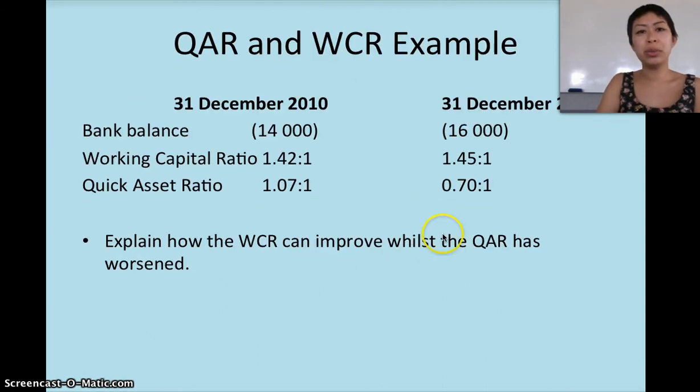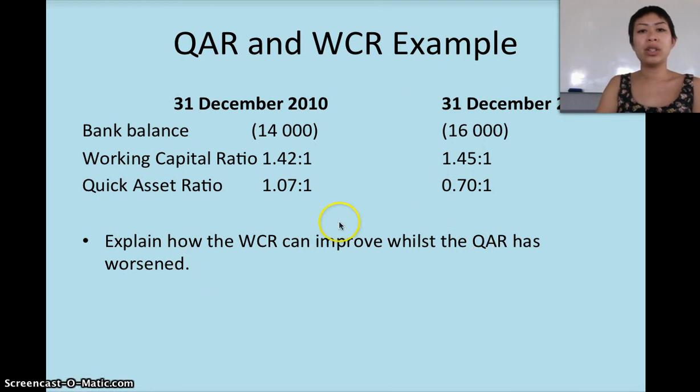Now let's look at an example with figures between these 2 years. We can see that we've got a bank balance, it's an overdraft, and then in the second year it's a greater overdraft. The working capital ratio is 1.42 to 1, so above the 1 to 1 standard, and by the next year it's increased to 1.45 to 1. The quick asset ratio is 1.07 to 1, so again greater than 1 to 1, but by the next year it's dropped to 0.7 to 1. The question is, explain how the working capital ratio can improve while the quick asset ratio has worsened.